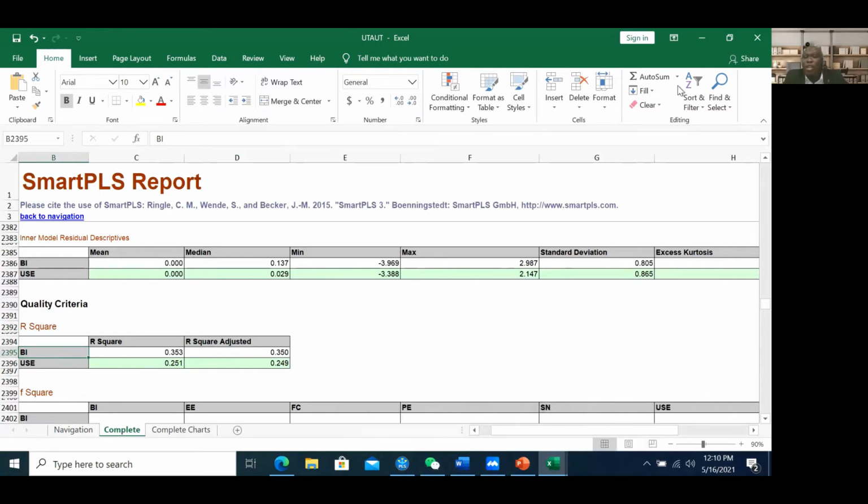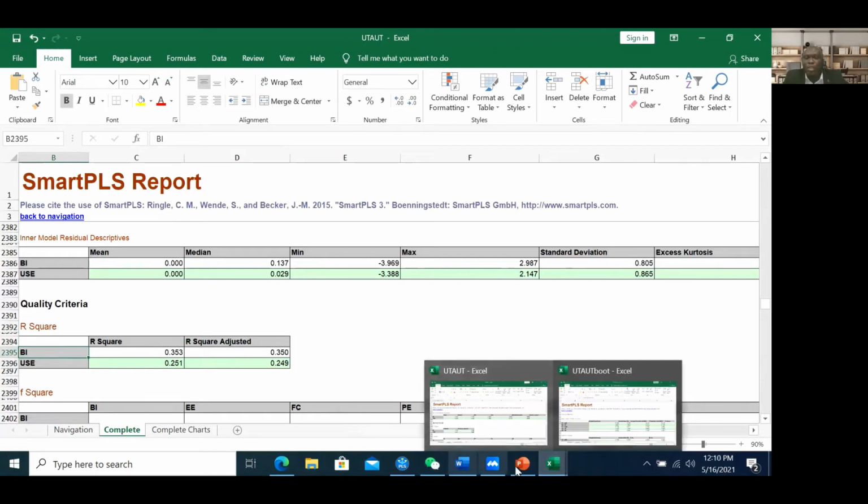Any question regarding the structural model? Any question, please?